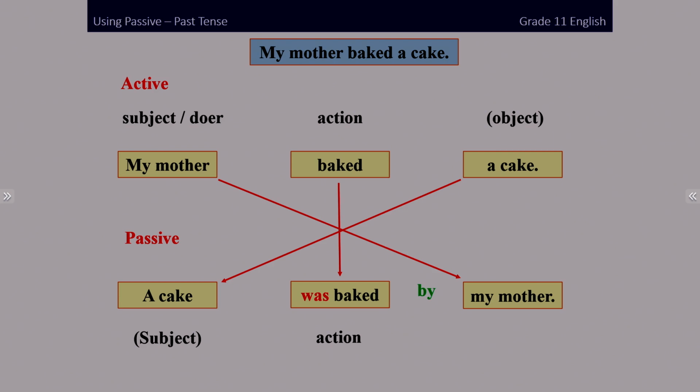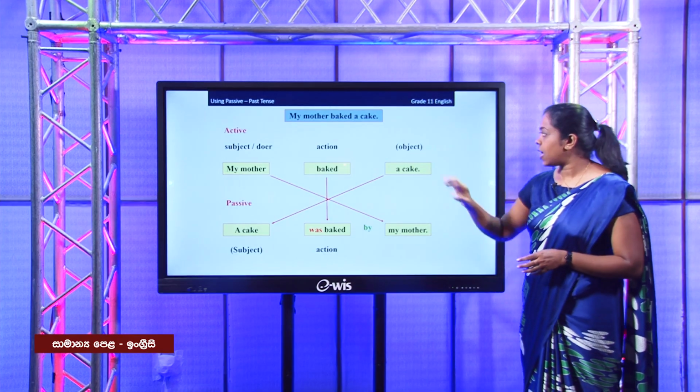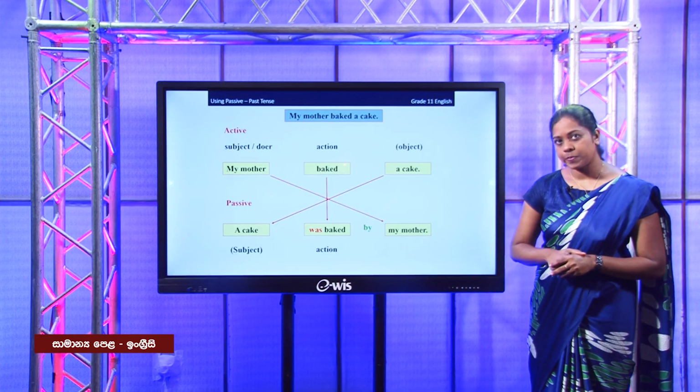Who is the subject? My mother. Yes, she is the one who did the action. What is the action? Baked. It's over. What did she bake? A cake. Right. So, the mother is the subject or the doer, the person who is doing the action. Action is the verb baked and then the object is a cake.